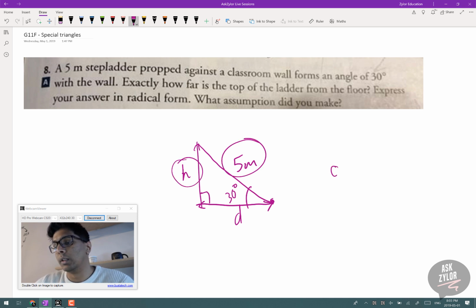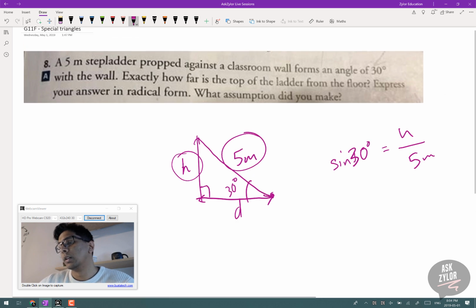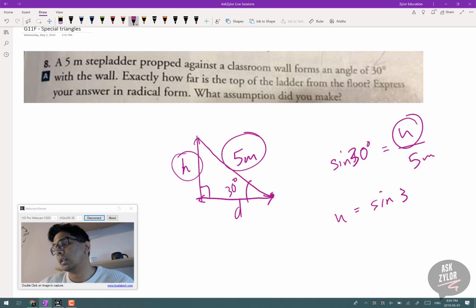So it's going to be opposite over hypotenuse. So I have sine of 30 degrees is equal to opposite, which is height, over 5 meters. We're asked to find what this height is. So my height is going to be sine 30 degrees times 5 meters.